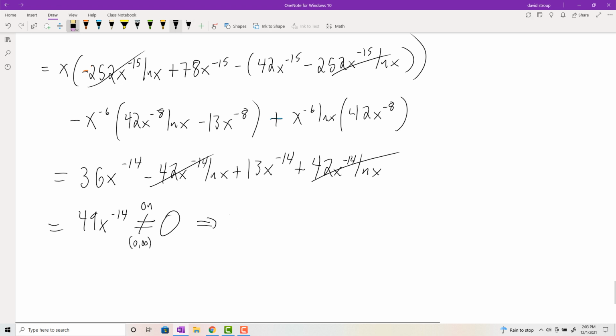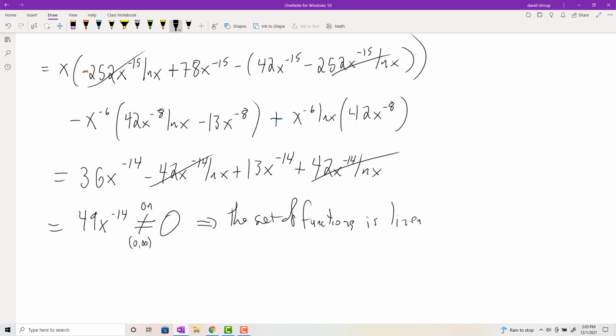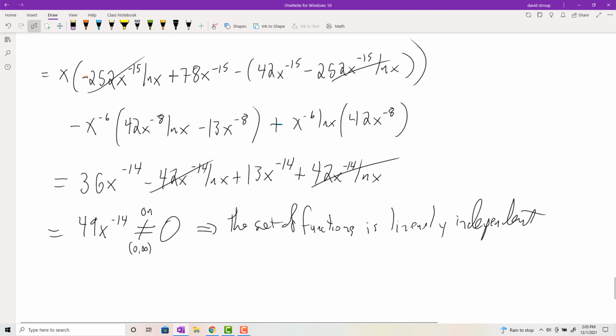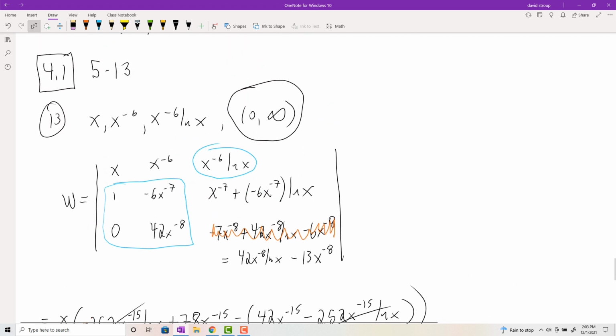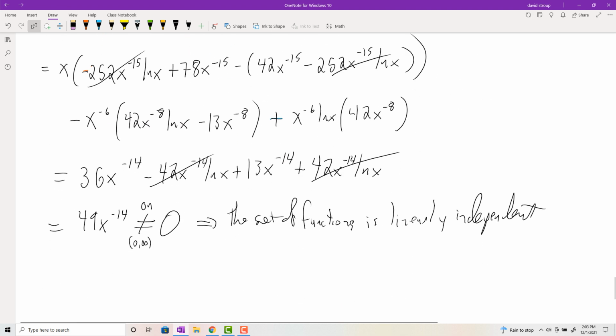Okay, so the set of functions is linearly independent. And so if we have a third order differential equation, we can say its general solution, and sometimes I'll ask for the general solution, if it is independent. Y will equal C1 x plus C2 x to the negative 6 plus C3 x to the negative 6 ln x. Okay, so that would be that.